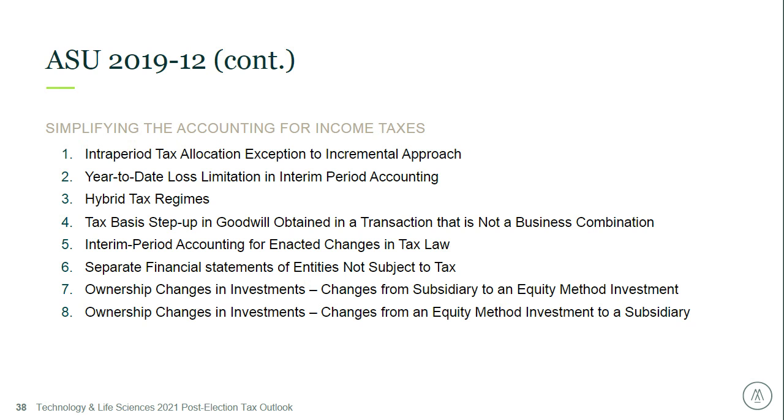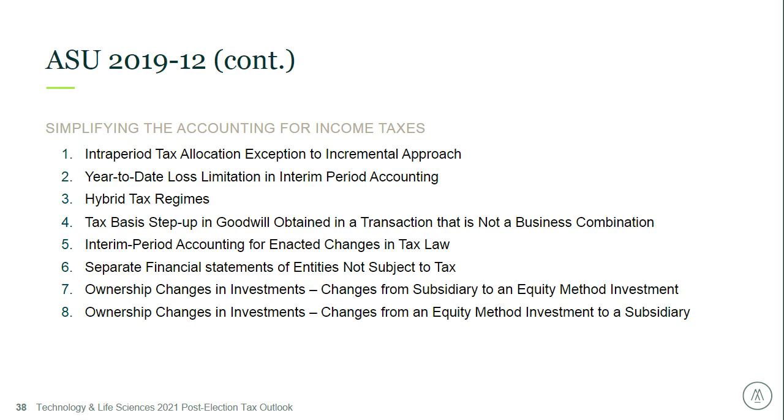Under the historical guidance, an entity would have recorded an income tax provision for unrealized gains on securities recorded in OCI with an offsetting income tax benefit recorded in continuing operations. Under the new guidance, an entity would record no income tax provision in the interim period.